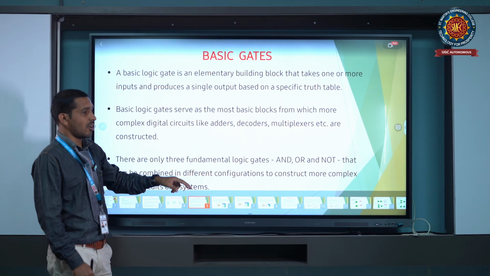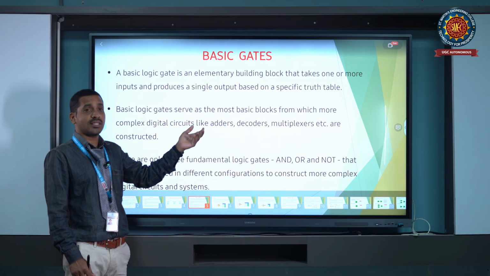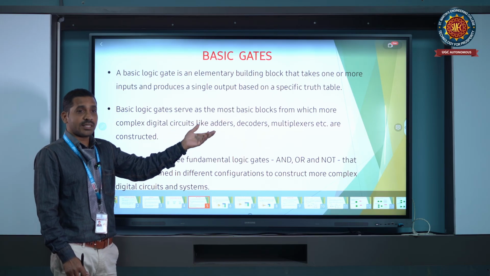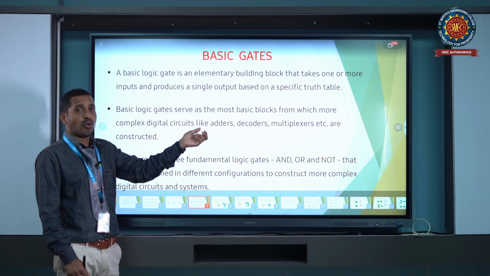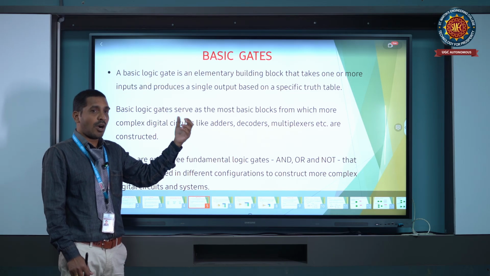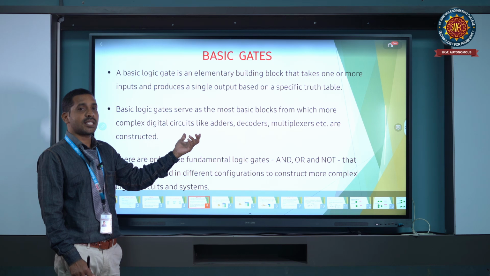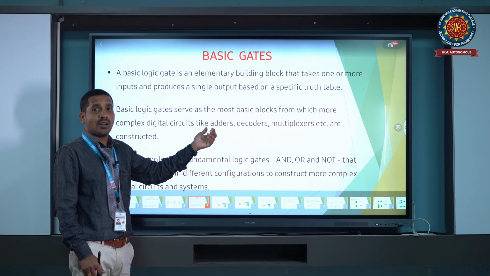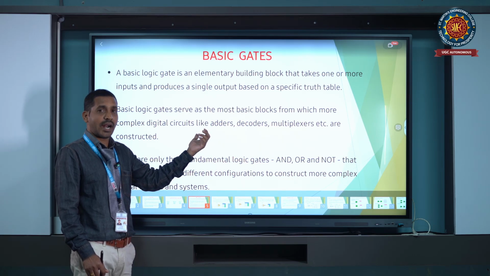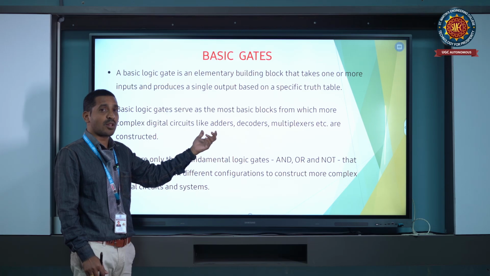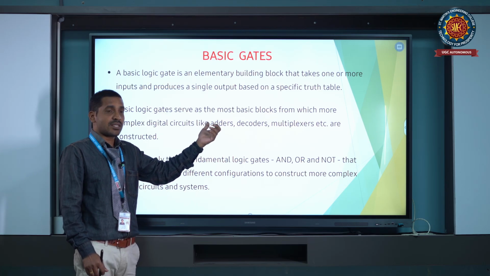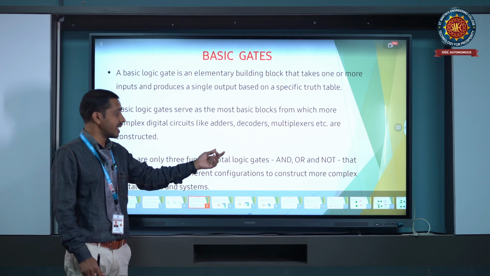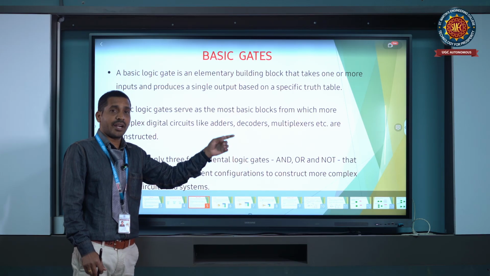Coming to basic logic gates. Basic logic gates are the elementary building blocks of digital logic circuits. They take two or more inputs and produce a single output. Basic gates are used as building blocks of complex circuits such as adders, decoders and multiplexers. There are only a few fundamental elements, three in all: AND gate, OR gate and NOT gate.